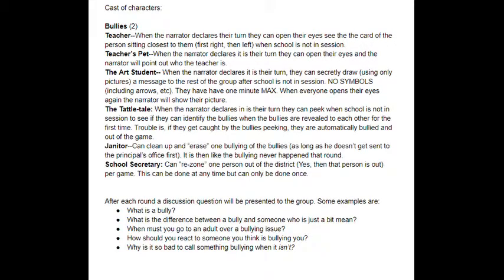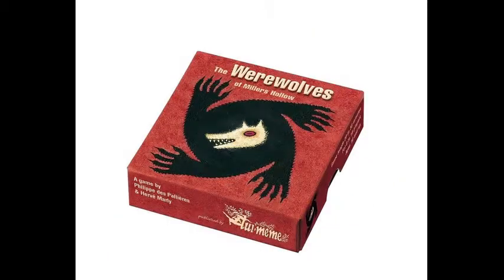The Bullies of Hubbard Hollow Elementary was based on the popular game The Werewolves of Miller's Hollow, but instead of identifying the werewolf and supporting characters, this game identifies the bullies and other members of an elementary school.